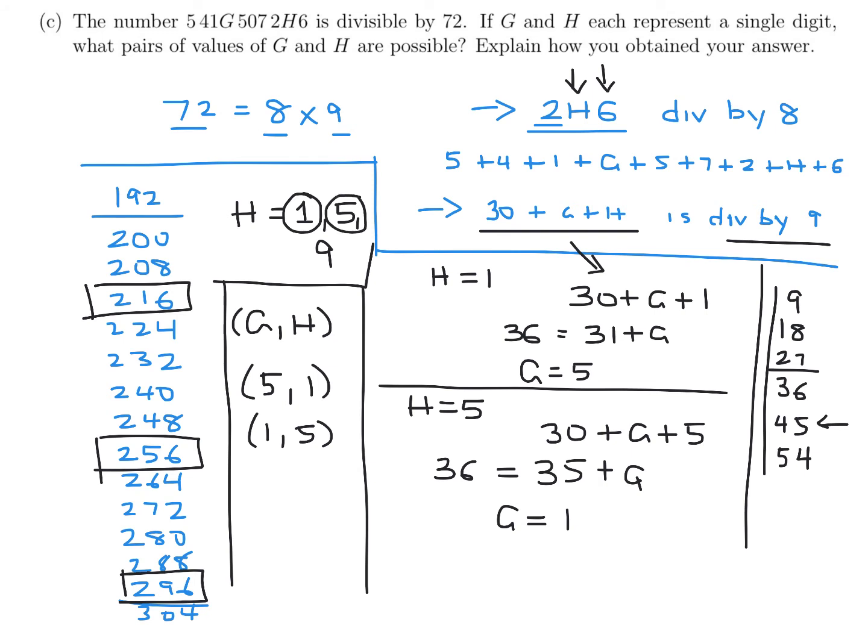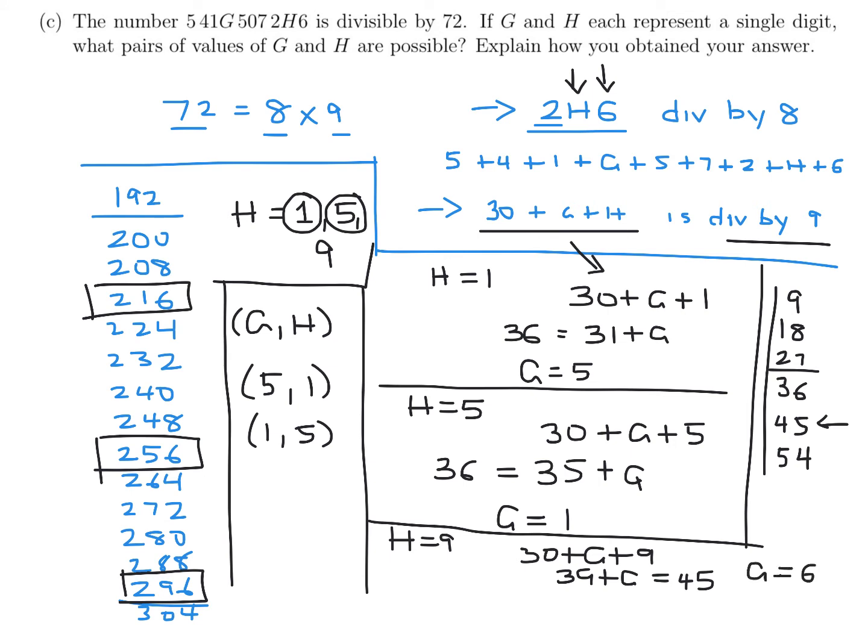So that takes care of this one. Now let's take care of the 9. So when H is 9, that means we have 30 plus G plus 9 this time. So that's 39 plus G. And it looks to me that that could probably only equal 45. And in that case, G is 6. So we have 6 and 9. So that takes care of this one. And these are therefore the 3 possible pairs of values.